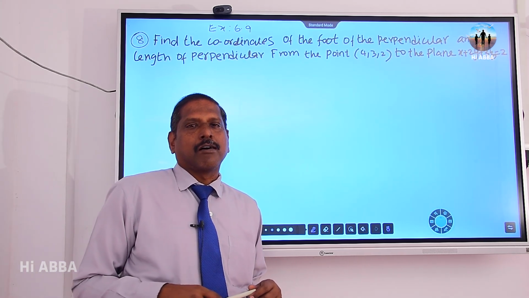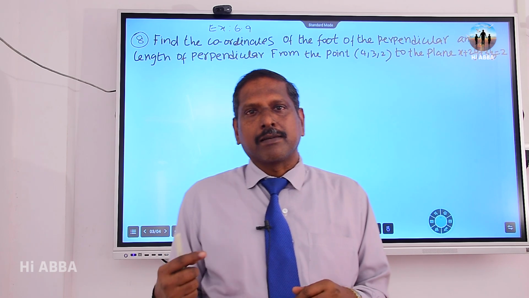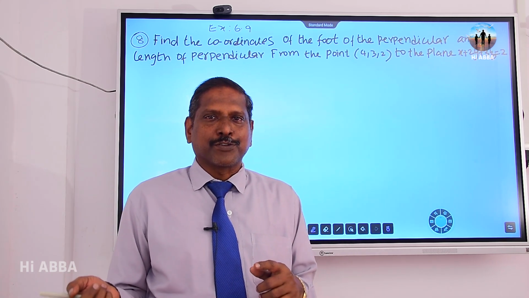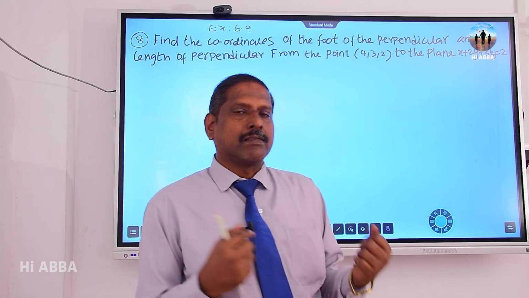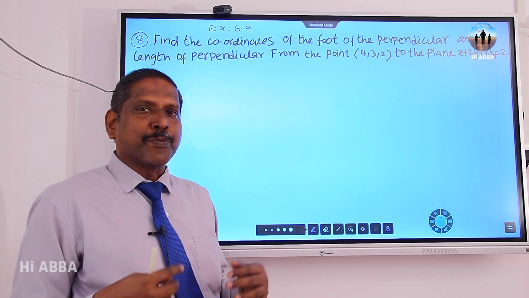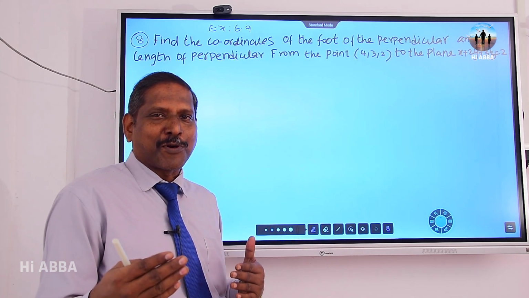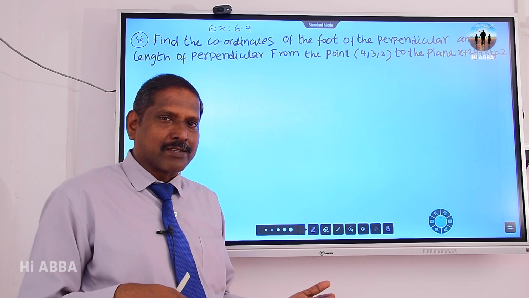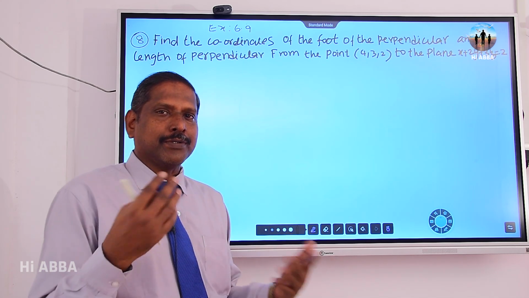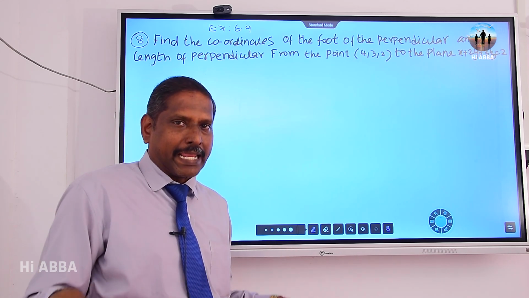Last video we saw how to measure the perpendicular distance from a given point to a given line, as well as its equation. So in this video we are going to see how to measure the distance from a given point to a given plane. So there is a change: the previous video was about a line and this video is about a plane.